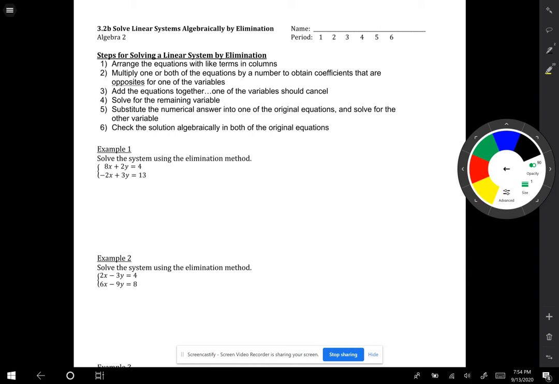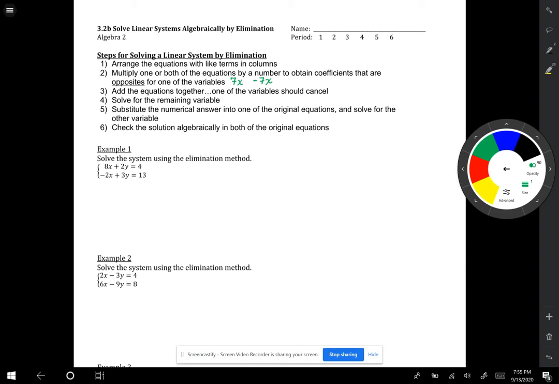Step two, multiply one or both of the equations by a number to obtain coefficients that are opposites for one of the variables. So what I mean here is if you had 7x, you want the other one to become negative 7x because they cancel each other out and you get 0. So you want opposites. So you multiply by numbers to get opposite numbers.